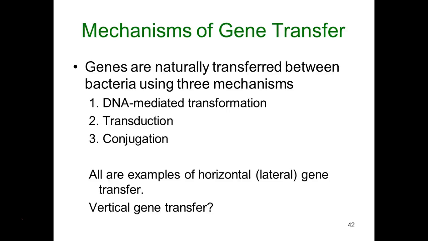But Shiga toxin, anyone know what other organism has the Shiga toxin? It's spelled S-H-I-G-A. Shiga. You're right, Shigella. Another gram-negative bacteria, Shigella, produces the Shiga toxin.